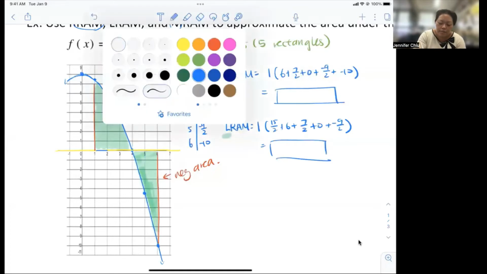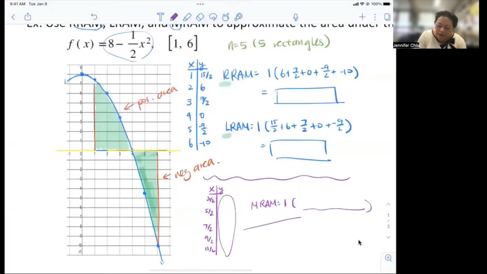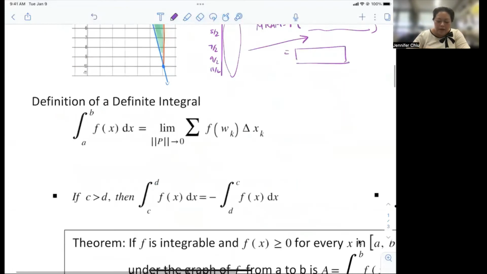Okay. What about MRAM? Well, if you're doing MRAM, then you need to make a new t-table: x, y, and you plug in between points 3 over 2, 5 over 2, 7 over 2, 9 over 2, 11 over 2. Find your y values, and your MRAM still has the same width. So you still have the width of 1, and then these y values that you get from this new t-table, add them up, and you'll get your approximation. So that's how you do RRAM, LRAM, and MRAM, and we will always tell you how many rectangles you need to deal with. Okay, all right.